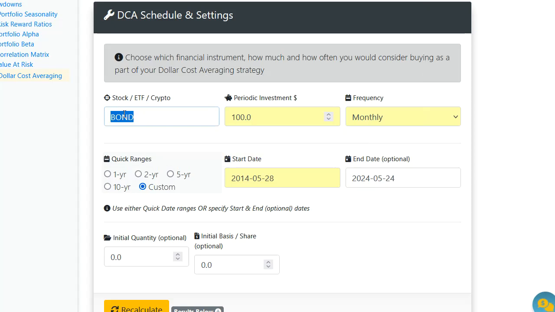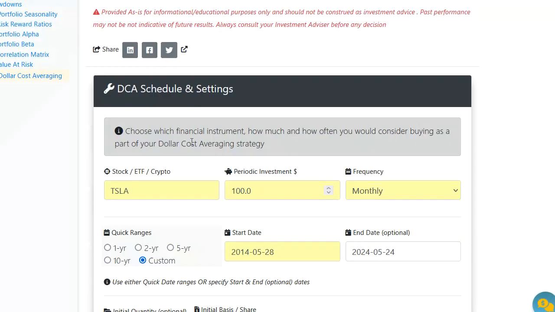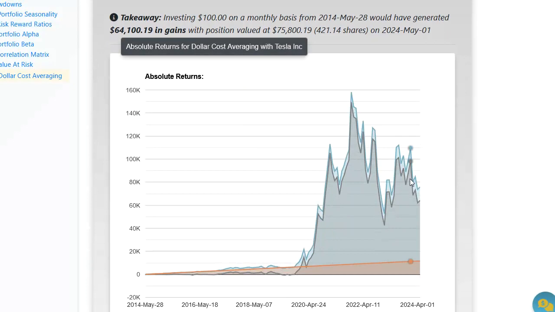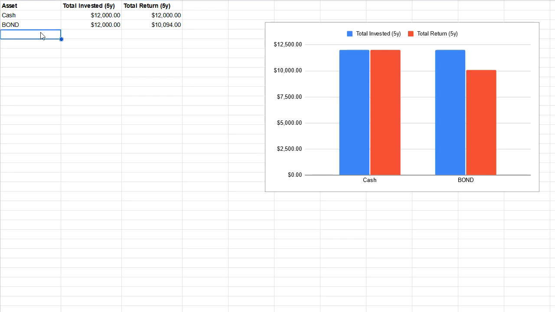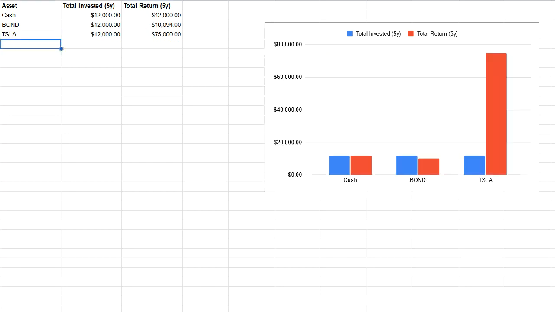Let's have some more fun. Let's put it in Tesla stock. Tesla is a highly volatile asset, much more volatile than most stocks. And in this instance, we would have made 46,000 in gains with a position valued at 75,800. Okay, so let's put Tesla here. You would still have invested 12,000, but your position size would be 75,000. Okay, so it looks better.